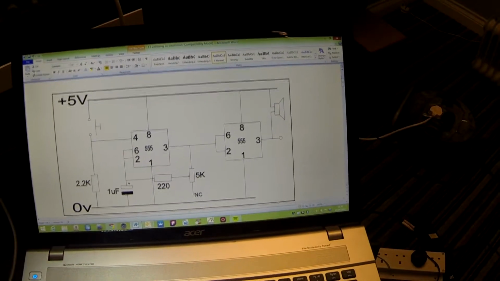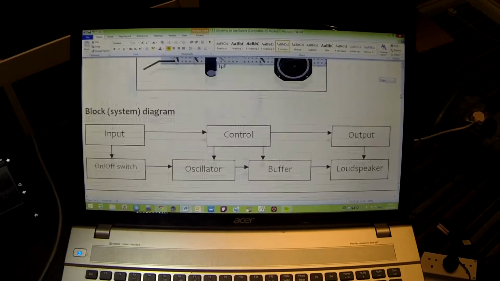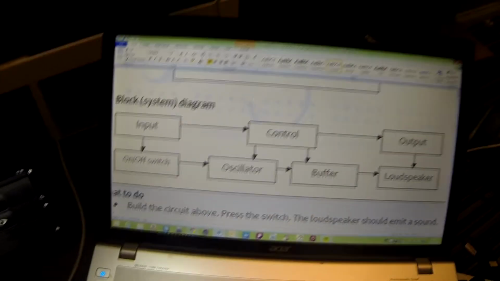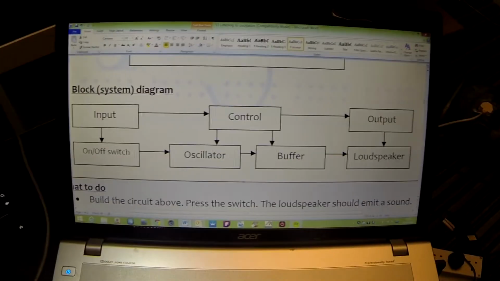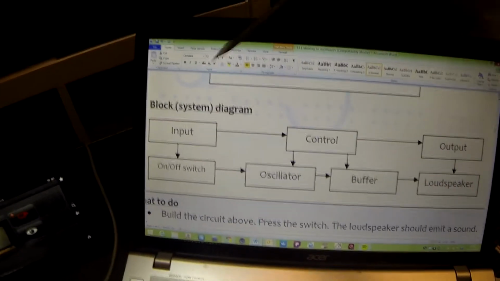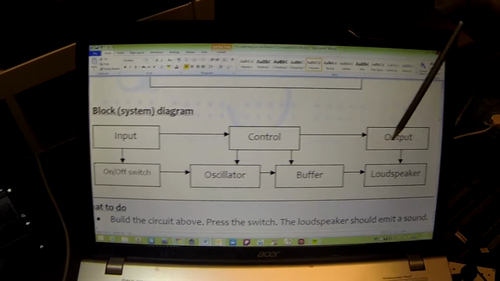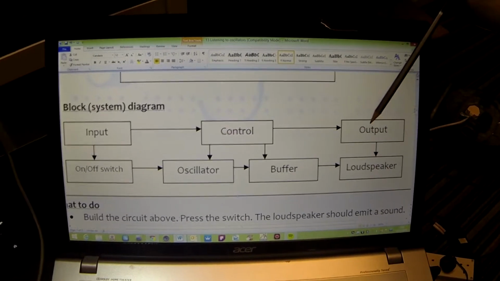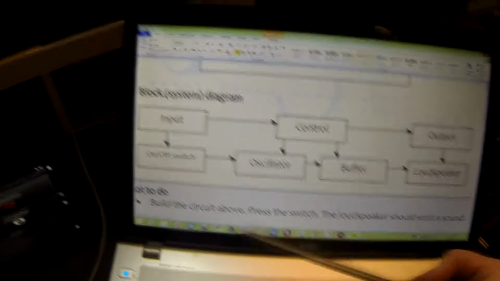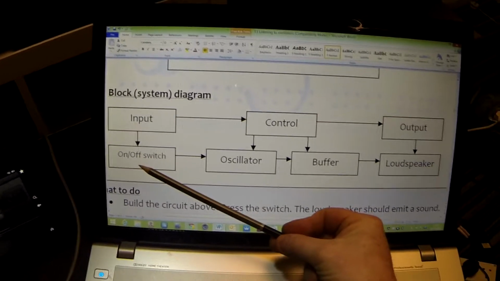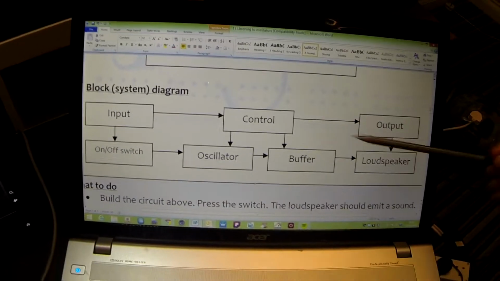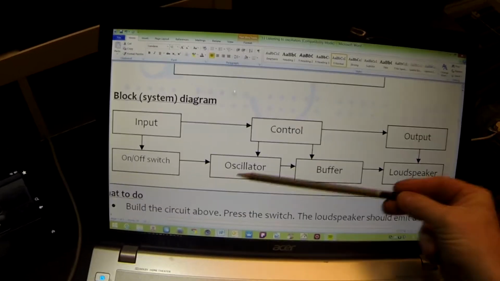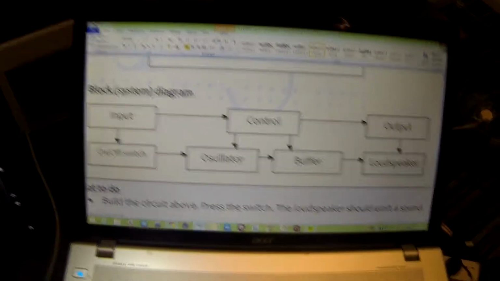Moving very briefly onto the block diagram, which is the first time that you will have seen a block diagram, also known as a system diagram. We always start with our input, our output and our control feeding into one another, and we can then separate the blocks out. In this case, our input was our on-off switch, our output was our loudspeaker, and our control is our relaxation oscillator and our buffer.